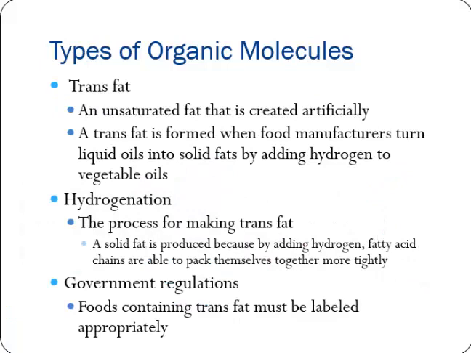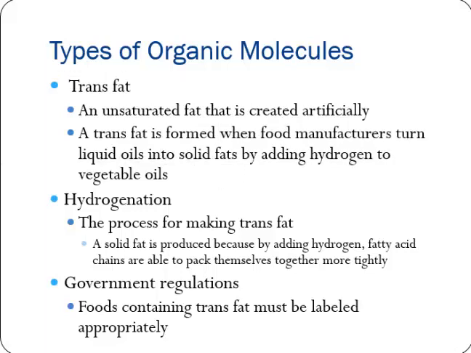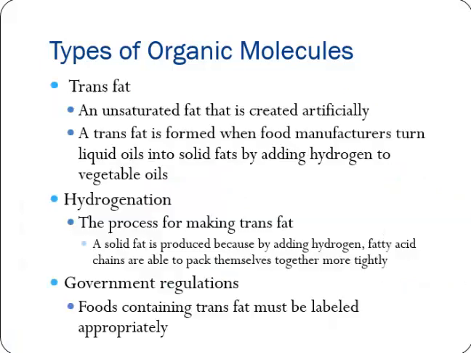A trans fat, another type of fat, is a fat that's created artificially when food manufacturers turn liquid oils into solid fats by adding hydrogen to vegetable oils. One difference, by the way, is that saturated fats tend to be solid at room temperature. Saturated fats include things like butter and the congealed gravy that, when you leave it out or put it in the refrigerator, turns to solid. Chicken fat that turns to solid in the refrigerator, that's a saturated fat. Fats that are liquid at room temperature tend to be unsaturated fats, like oils, things like that.